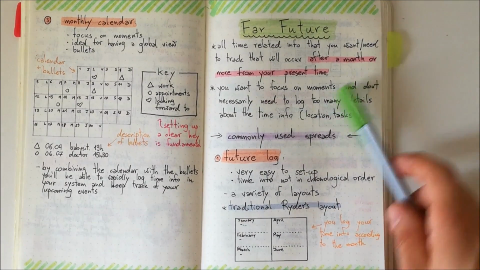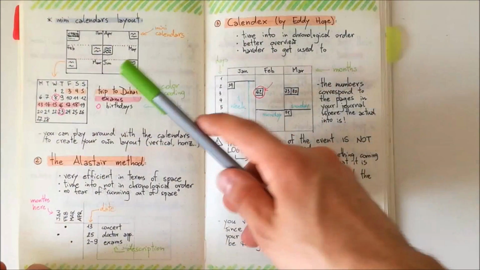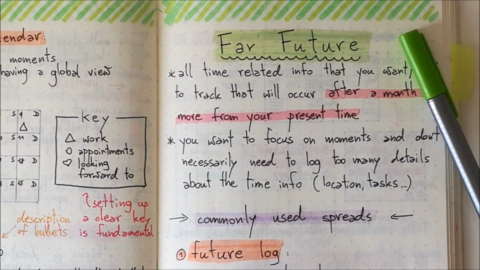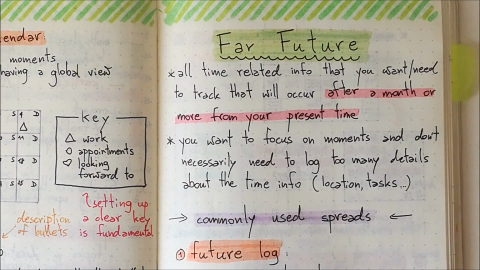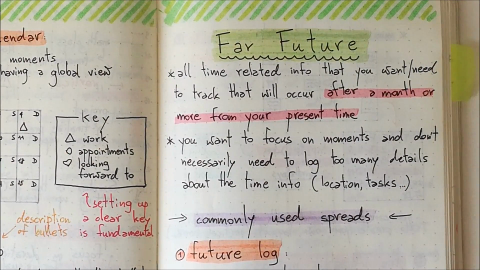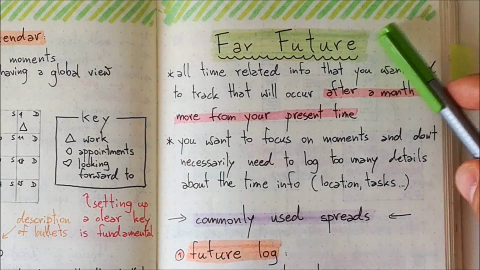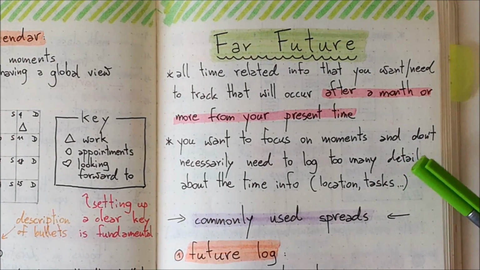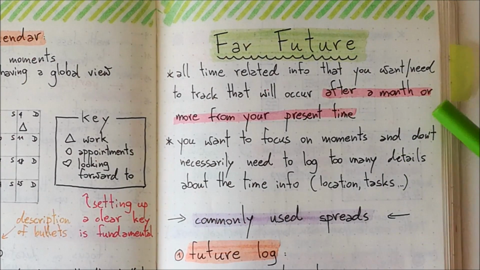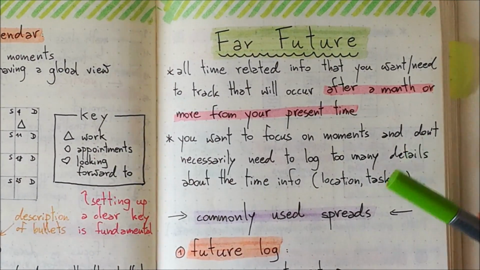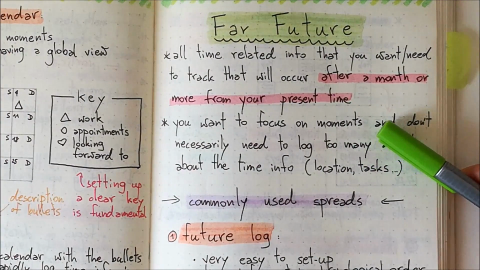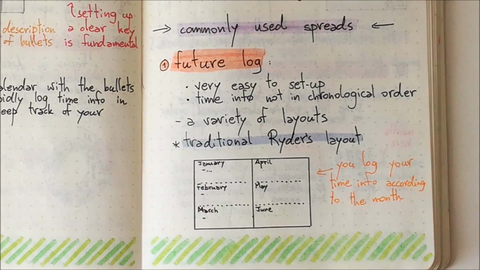For this section, I'm going to show you the future log in different layouts, the Alastair method, and the Calendex. Far future time information is everything that you want or need to track that will occur after a month or more from your present time. Generally speaking, far future time information will not have a huge impact on your present. That's why you don't necessarily need to log as many details like the location or the tasks. So you want to focus more on moments, on when the thing occur, rather than what you're gonna do during that time.